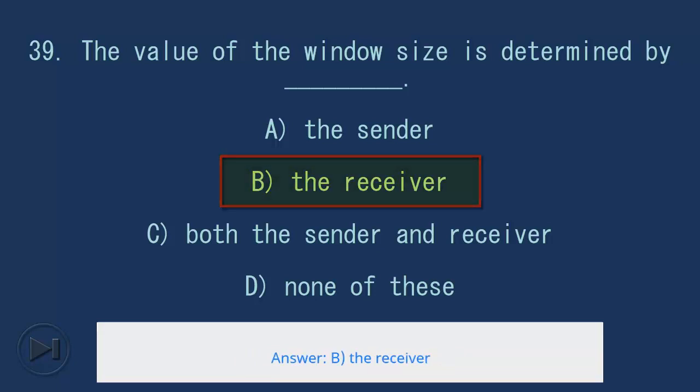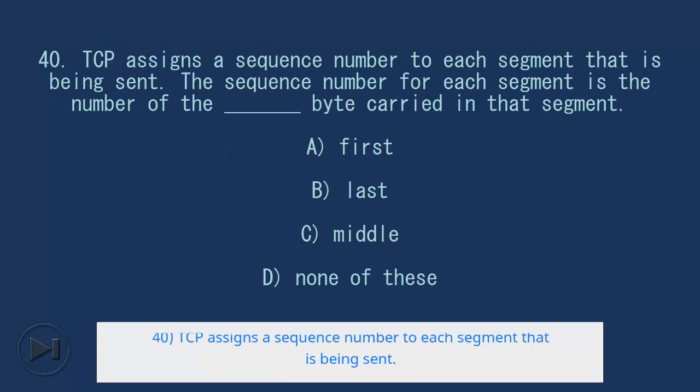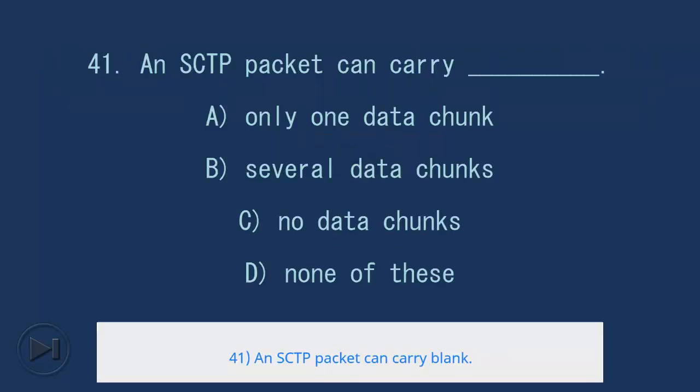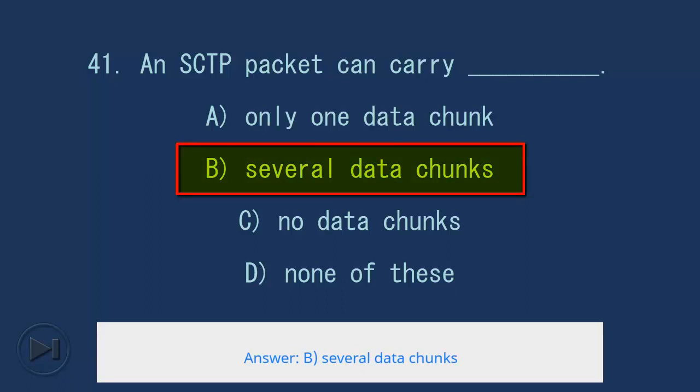The receiver. 40. TCP assigns a sequence number to each segment that is being sent. The sequence number for each segment is the number of the blank byte carried in that segment. A. First. B. Last. C. Middle. D. None of these. Answer, A. First. 41. An SCTP packet can carry blank. A. Only one data chunk. B. Several data chunks. C. No data chunks. D. None of these. Answer, B. Several data chunks.